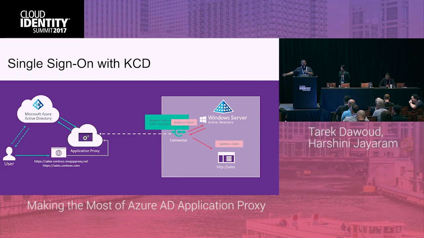Then it will submit the Kerberos ticket to the application on-prem and get the content and then stream it back up to the application proxy service, which will send it down to the user. That's, in a nutshell, how the flow works.